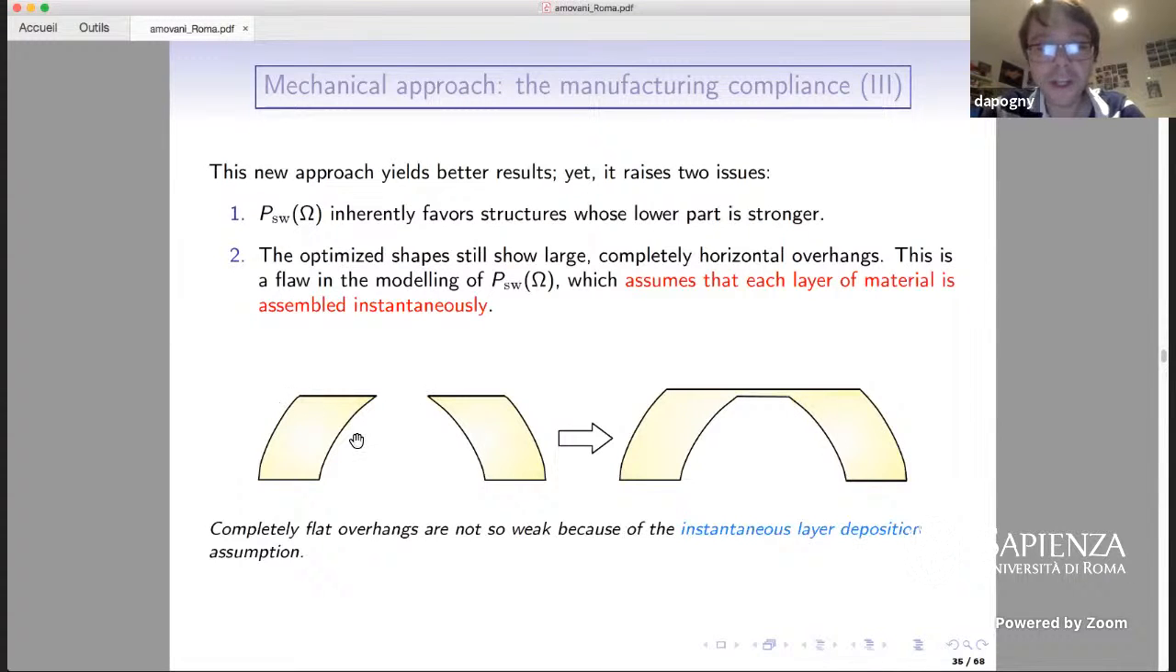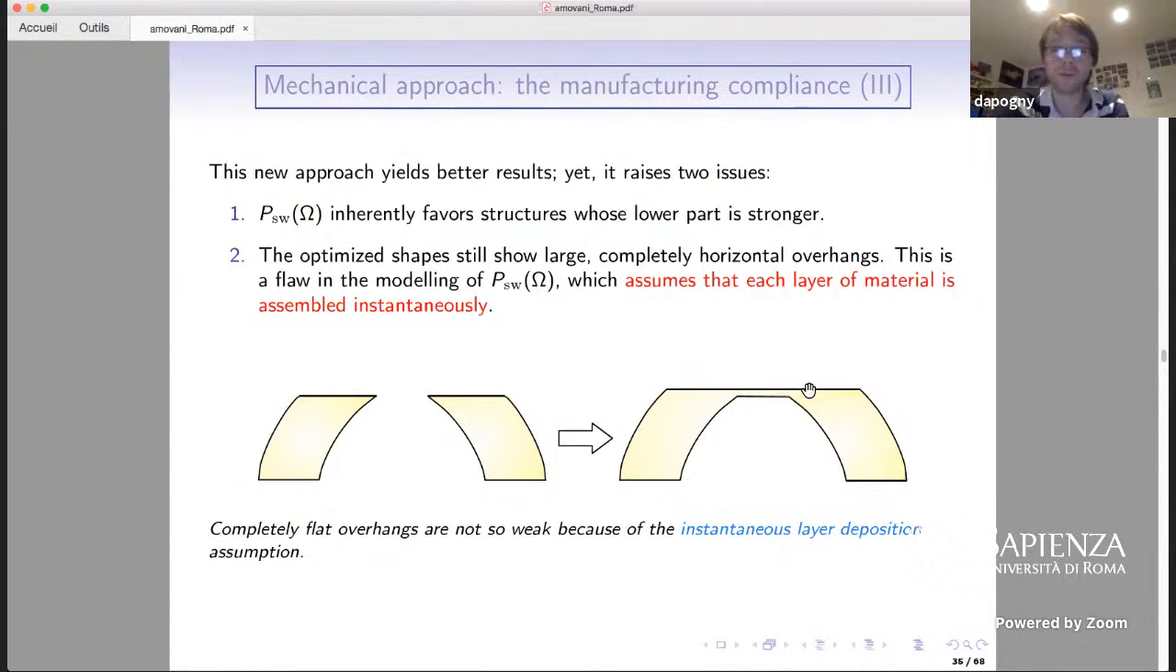Actually, we consider that each region is deposited at once, and so we assume that each layer of material is assembled instantaneously, which means that a structure which presents a completely overhanging region, a completely horizontal region, is not too bad for our constraints. Before the completely flat region, we have this structure, which is not too bad for the manufacturing constraints, for the compliance. And then we will have this region where the part is not hanging over void. It would be hanging over void if we were to consider all the intermediate stages of the construction of the layer. But here it's not hanging over void.